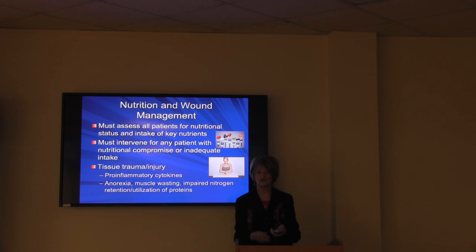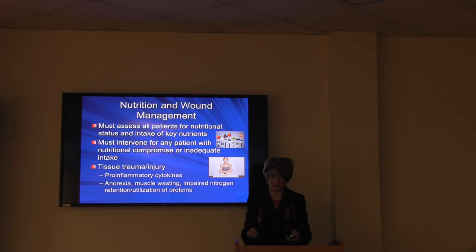And finally, you've got to realize that there is a significant impact of tissue trauma and injury on appetite and nutrition. So when we have patients who are ill or injured, they're producing more pro-inflammatory cytokines. Those little proteins that control the repair process. And remember, pro-inflammatory cytokines attract white blood cells to the wound bed, but they have systemic effects as well. And the systemic effect is, among other things, anorexia.